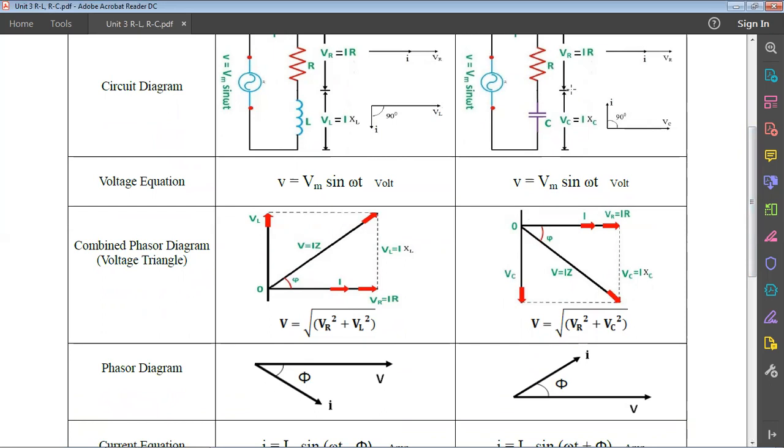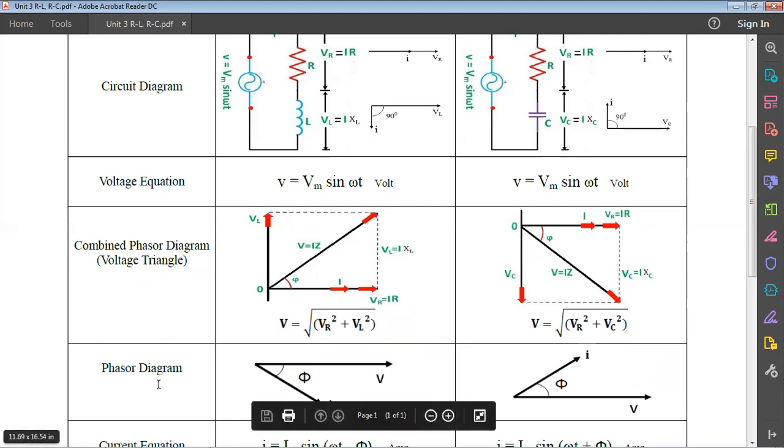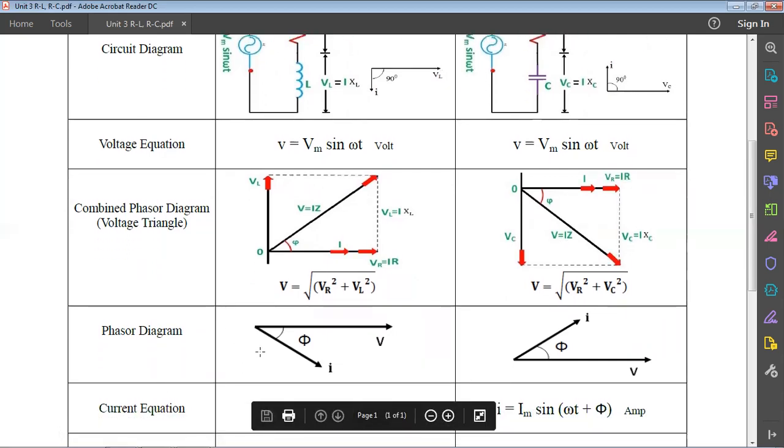Similarly, in the RC series circuit, current is the reference, so Vr is in phase with current, and Vc lags current by 90 degrees. By phasor addition, we get V equal to under root Vr square plus Vc square. Here Vc is I into Xc, Vr is I into R, and V is nothing but I into Z. So finally, we get the phasor diagram. For the RL series circuit, current lags V by phi. And in the RC series circuit, current leads V by phi.